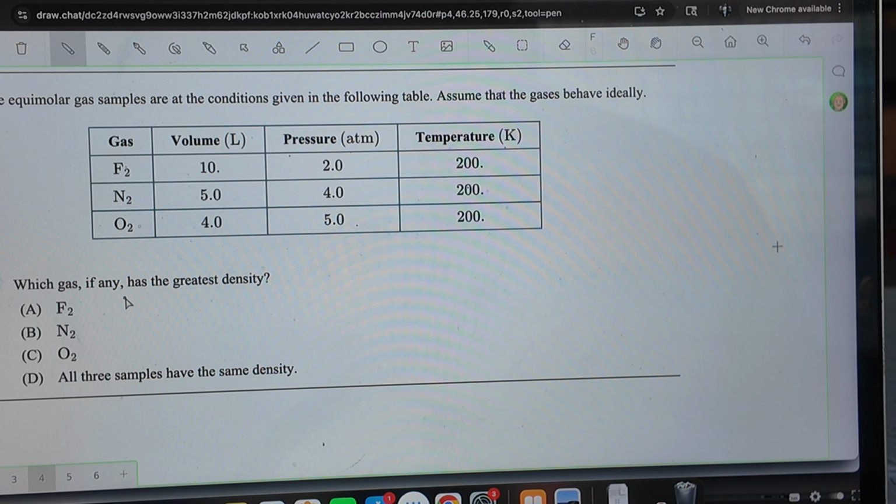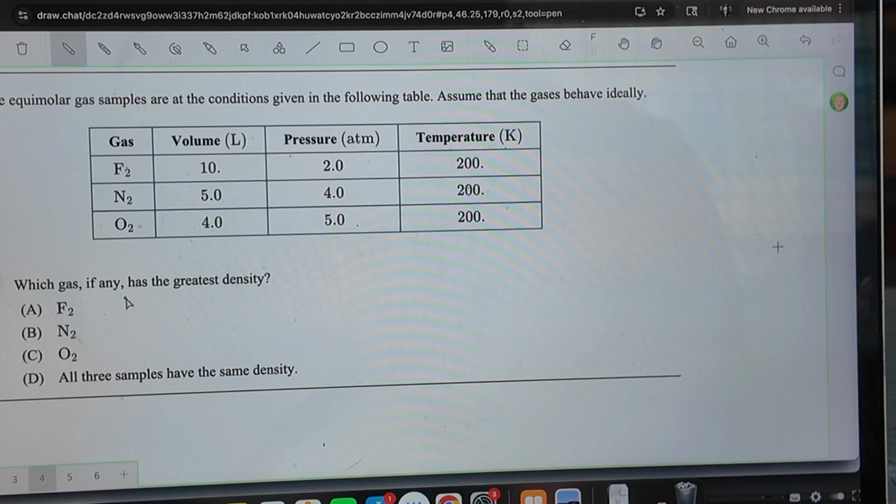So 3 equimolar gas samples are at the conditions given in the following table. Assume that the gases behave ideally. We have F2, N2, O2. We have their volume, pressure, and temperature. Which gas, if any, has the greatest density? A, B, or C: F2, N2, O2.